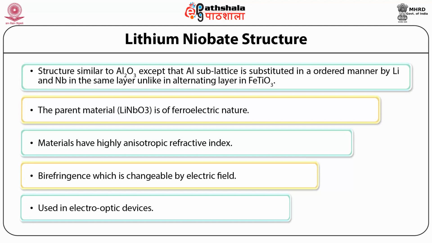Lithium niobate also has a high anisotropic refractive index and shows birefringence which is changeable by the electric field. This behavior is due to the ferroelectric nature of lithium niobate. As we apply the electric field, the properties of the material change, resulting in birefringence. Such materials are mainly used in electro-optic devices, where electrical and optical phenomena are involved.